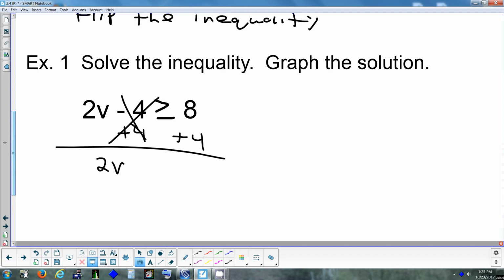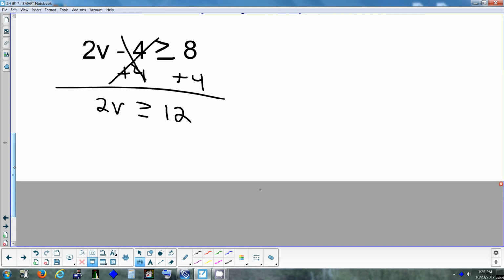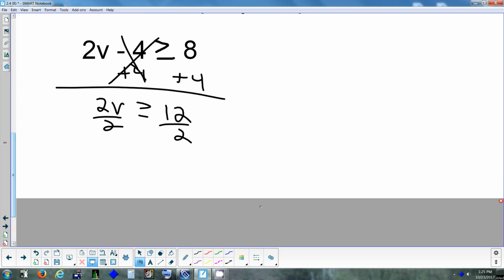Greater than or equal to. Oh, 12. And now he said greater than or equal to. Should he flip the sign or should it be what he just said? It's exactly what he just said. What's my last step? Perfect. Divide by 2. Now before I forget, I'm going to put the sign down. Should I flip it? No. Why? What did I just divide by? Positive. Positive, that's the key.